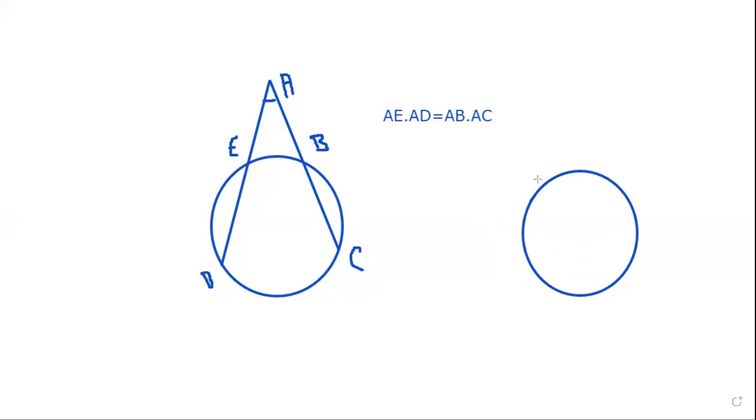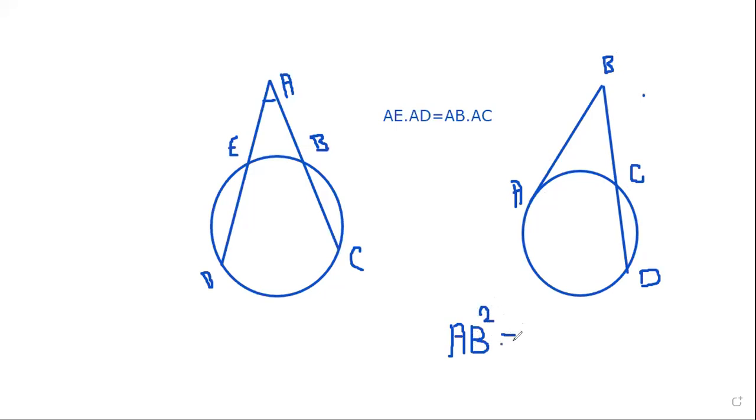The last theorem is for a tangent and a secant. This one is a tangent and this one is a secant, which means it intersects the circle at two points. This is A, this is B, C, and D. The rule is AB squared equals BC times BD, in case you have a tangent and a secant.